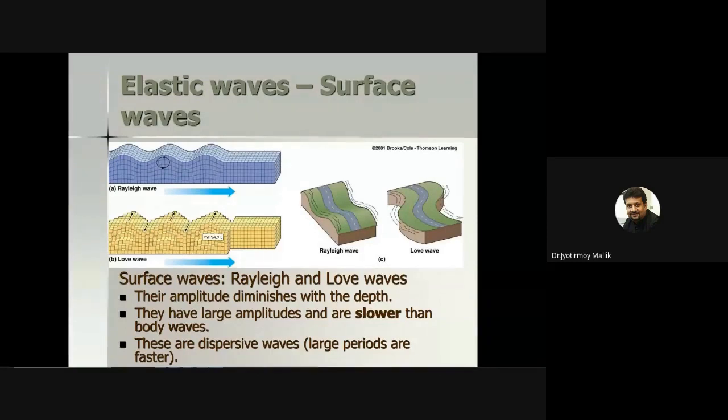So I hope you could understand physically how the Rayleigh wave and the Love wave, how the ground motion would look like for such waves. Now, of course, their amplitude would diminish with depth. Okay? They have large amplitudes, and they are slower than body waves. That means the velocity is low, but their amplitudes are fairly high, and they're dispersive waves. So large periods are faster. If you have a higher time period for each of these waves, they move faster. That's why they are called dispersive waves. But I hope you could understand the physical movement process of the Rayleigh wave and the Love wave from these two beautiful cartoons which are drawn in the slide.